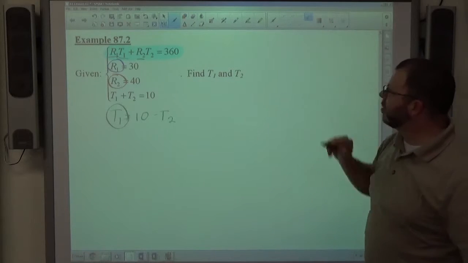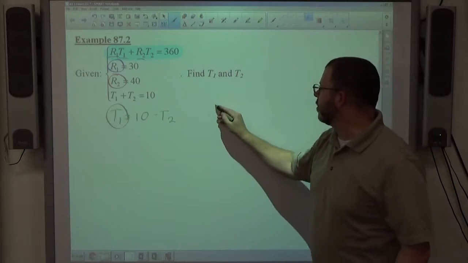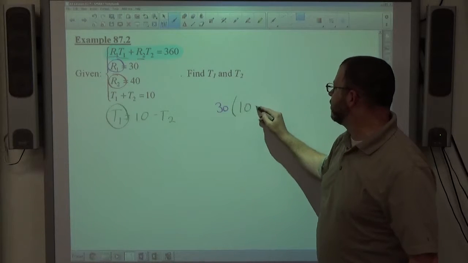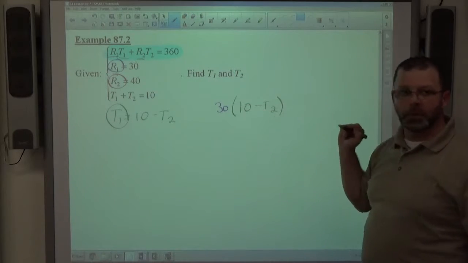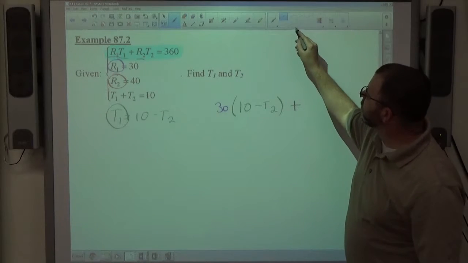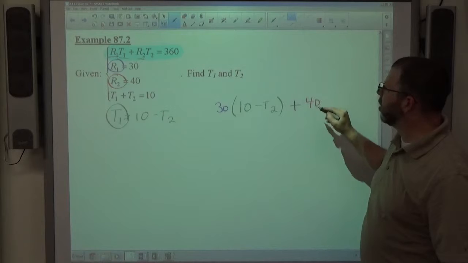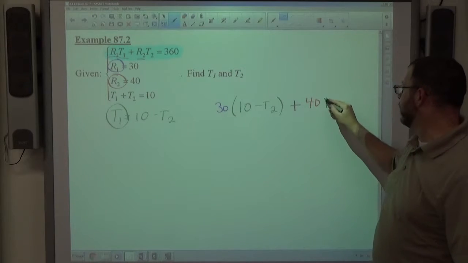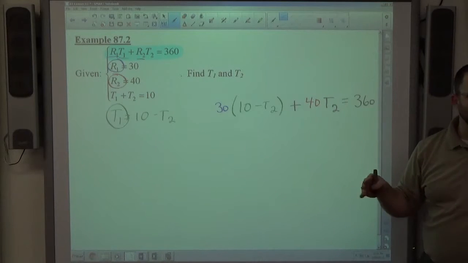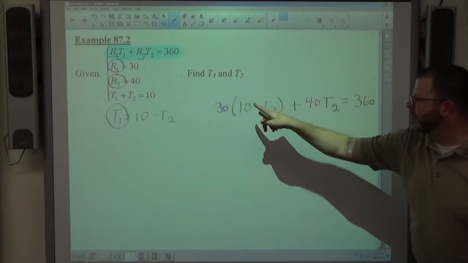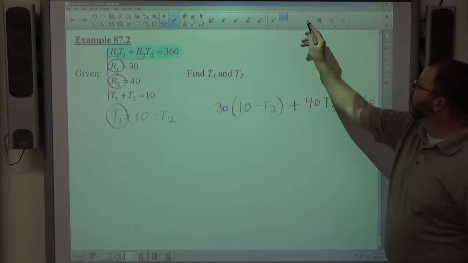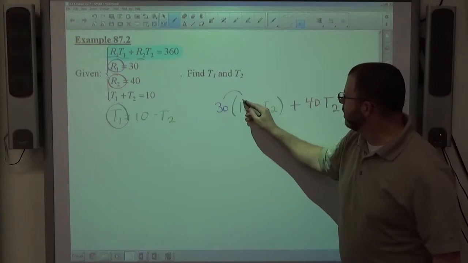So if I do replace each of those things with what they equal, R sub 1 is 30. T sub 1 I'm replacing with 10 minus T sub 2. Again, one thing for 2, put parentheses around it. Plus stays plus. R sub 2 is 40. That's being multiplied by T sub 2, which I don't know what it equals yet, so I'm going to keep it T sub 2. And that entire thing still equals 360. So rewrite the main equation, replacing the 3 objects that we have different versions of with what they equal. And then it's just a matter of solving this equation.